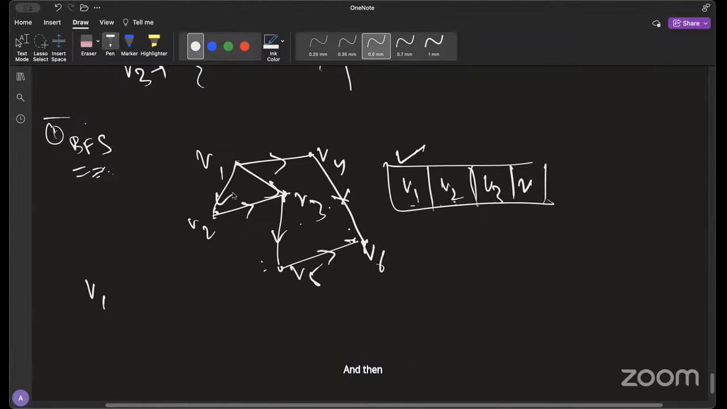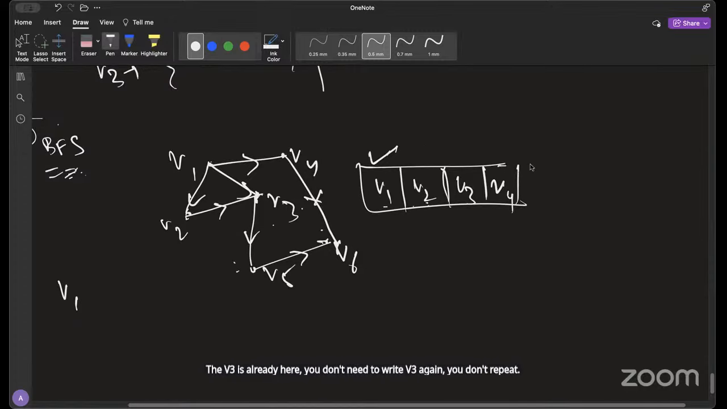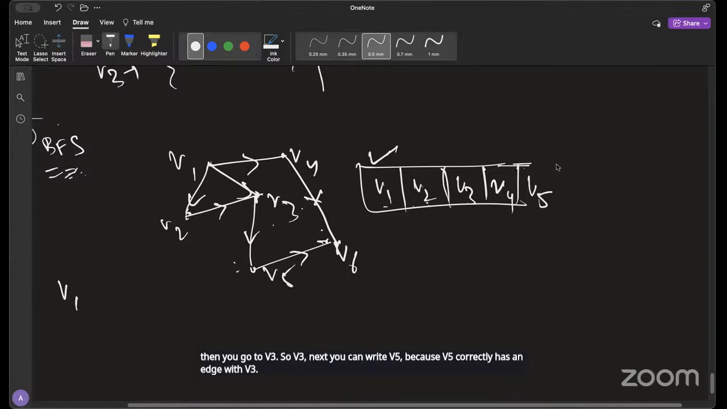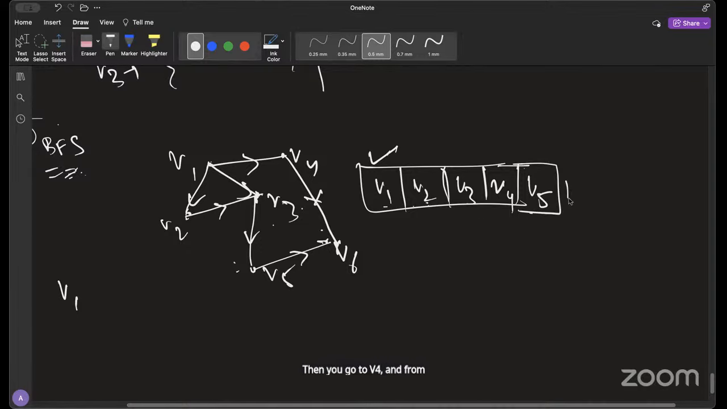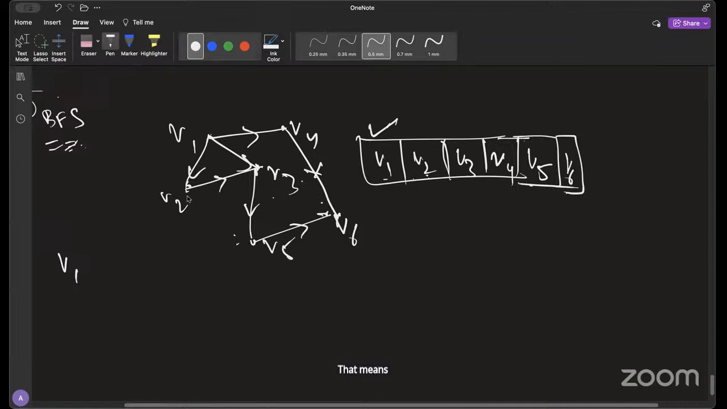And then in V2, next up is V3. V3 is already here. You don't need to write V3 again. You don't repeat vertices in a queue. Then you go to V3. From V3, next you can write V5 because V5 directly has an edge with V3. Then you go to V4, and from V4 you go to V6. So this is it. That means each of them is reachable from V1. You started with V1 and each of them is reachable.